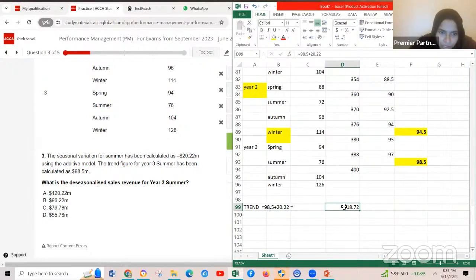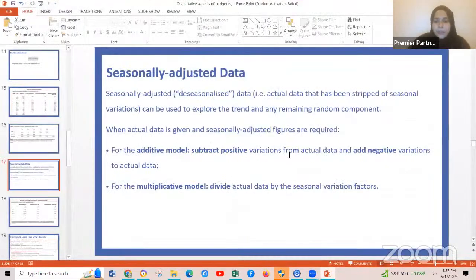The trend figure has been 98.5. The seasonal variation for summer has been calculated as 20.22. Seasonally adjusted data, actual data that has been stripped of seasonal variations, can be used to explore the trend. When actual data is given and seasonally adjusted figures are required, subtract positive variations from actual data and add negative variations to actual data.